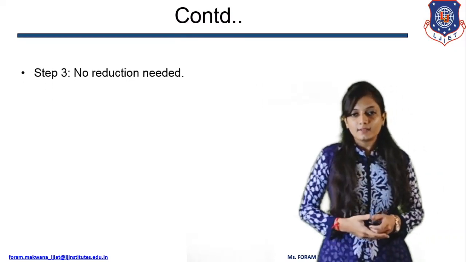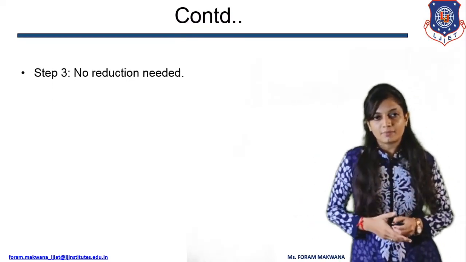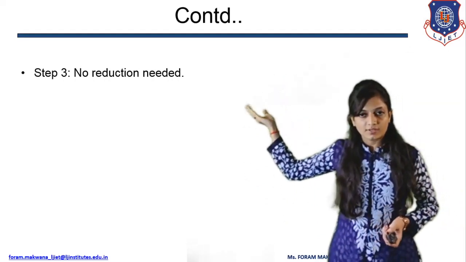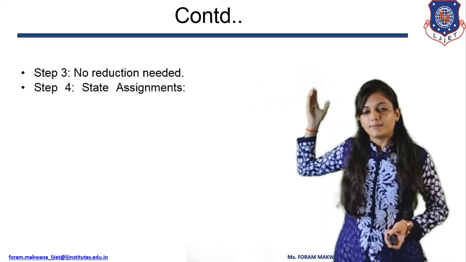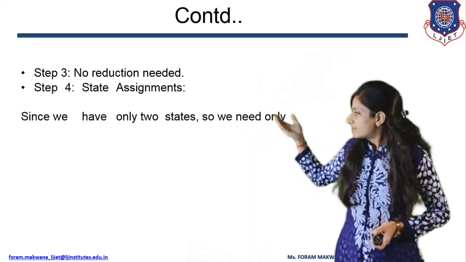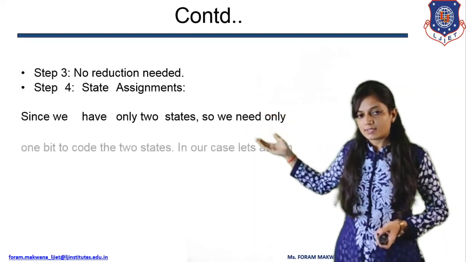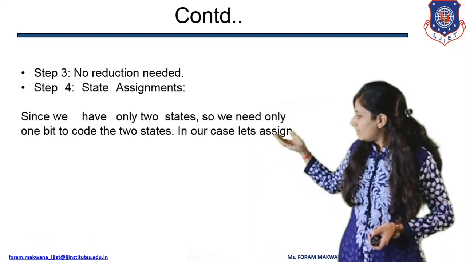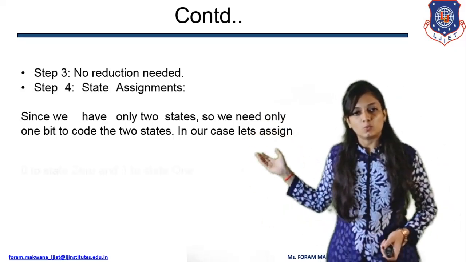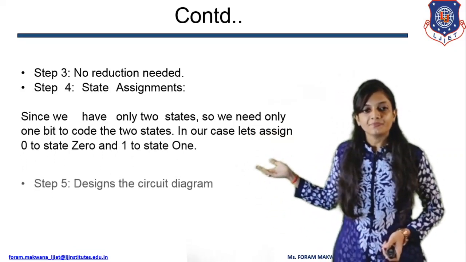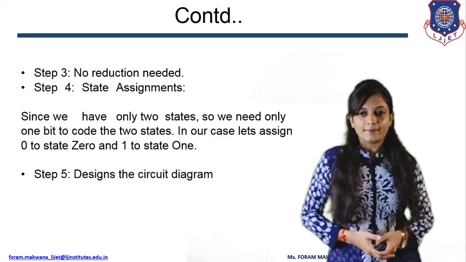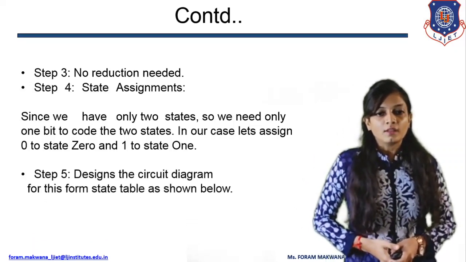But before writing the state table, we need to consider step number 3, because we don't require any state reduction technique. We are simply assigning the states. Because we have only two states, state 0 means 0 and state 1 means 1. Okay? So the final step will be designing the circuit diagram. Right?